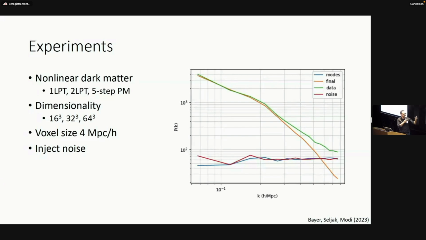And we inject some noise. So the setup is on the right. The orange line is the true power spectrum of the data that we're considering. And then we add some noise given by the red line, which leaves the data, which is the green line.